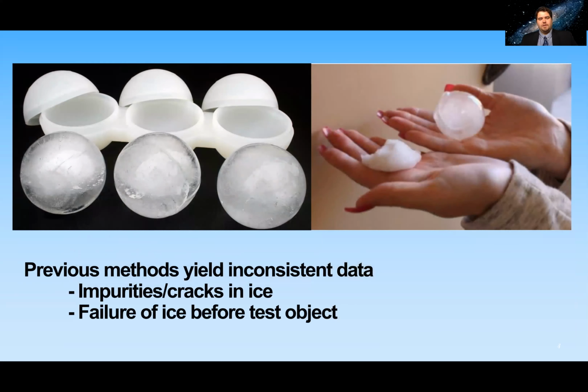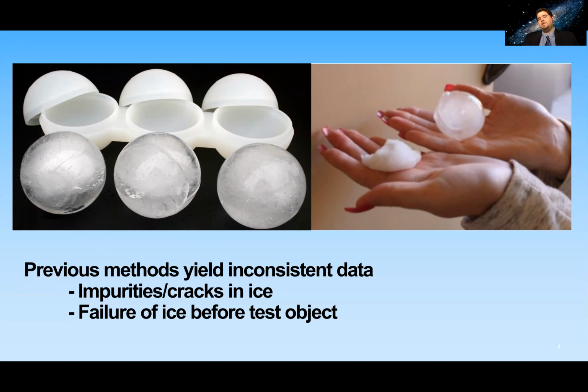Now, the previous methods of this type of experimentation yielded inconsistent data. And that's because most of them focused on either the firing mechanism or the sensor array to record the data, but didn't really put a lot of thought into the actual hail simulate itself, which is rather unfortunate because, in my opinion, that hail simulate is really the center of this experiment, creating a hail simulate that really replicates what a naturally formed hailstone is that forms out in nature.